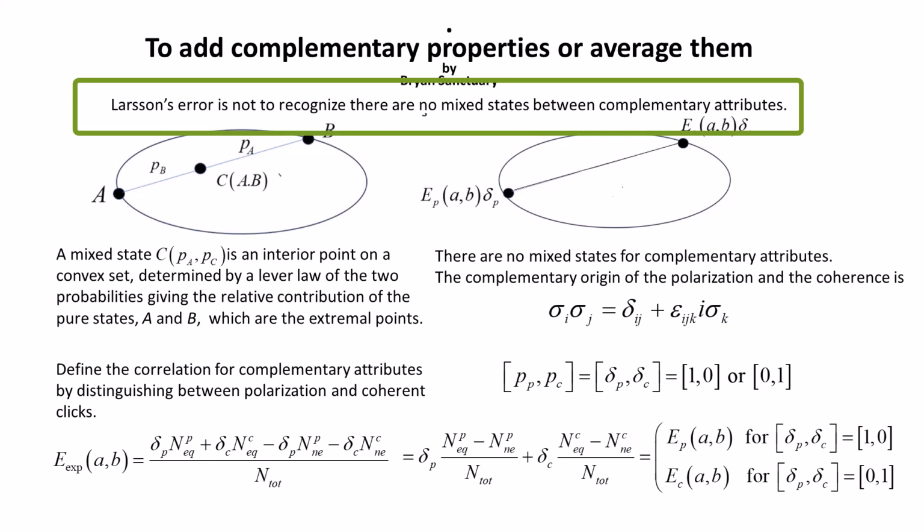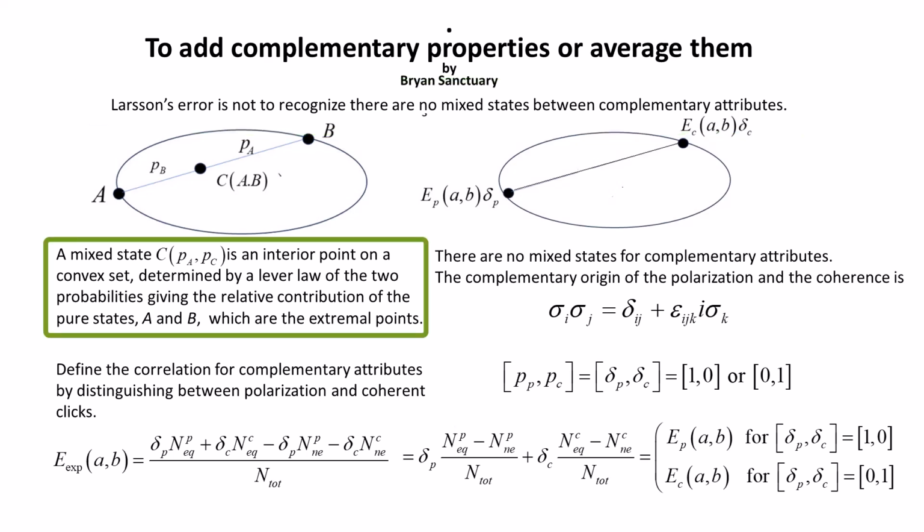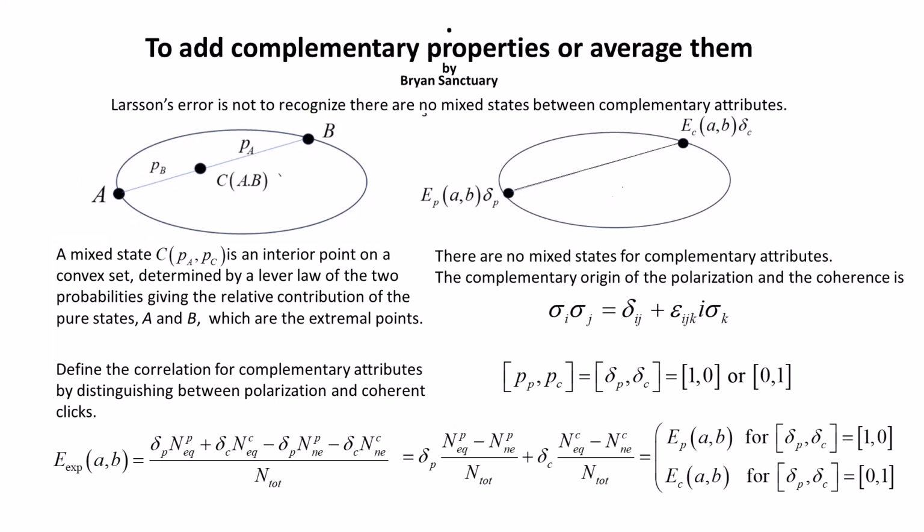Larsson's error is that there are no mixed states between complementary attributes. A mixed state, C_AB, is an interior point on a convex set, determined by a lever law from the two probabilities giving the relative contribution of the pure states A and B, which are extremal points on the convex set. In contrast, there are no mixed states for complementary attributes.